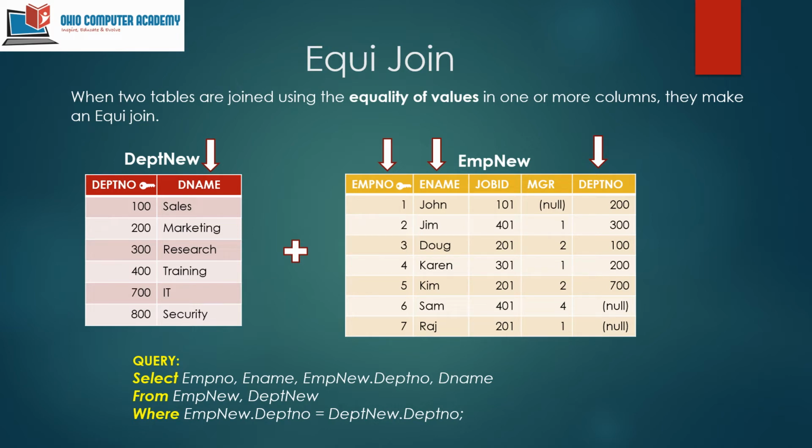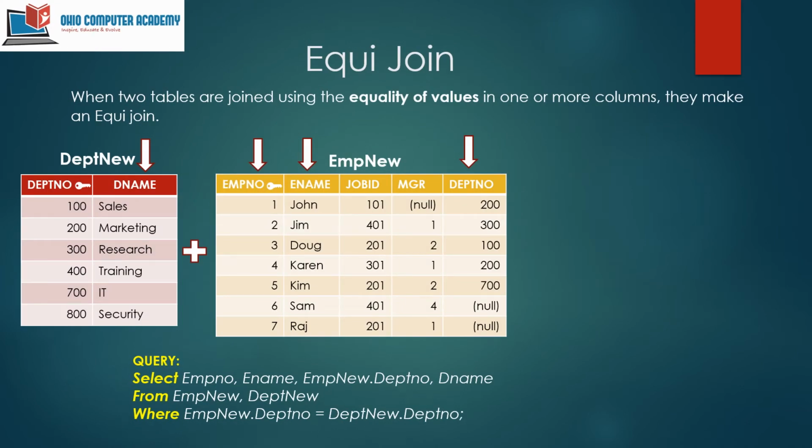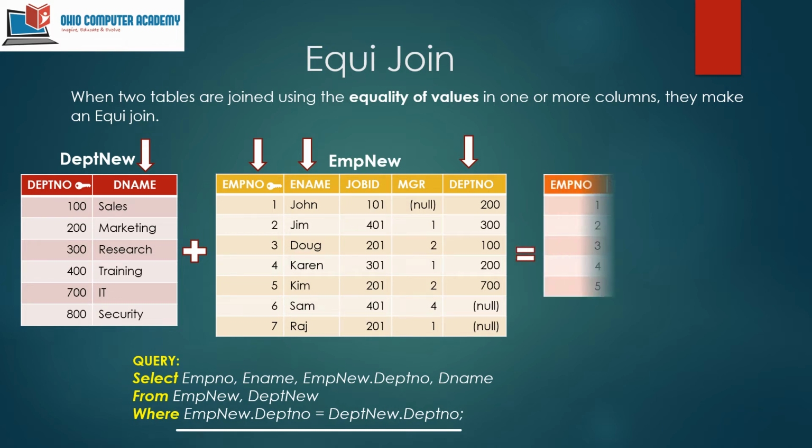Here, we have specified the table name for the column department number alone. If the table name is not specified, Oracle cannot decide from which table to pick department number and will give a column ambiguously defined error. As you can see, the join condition is that both the department numbers should be equal for each row, and this will be the output of the join.